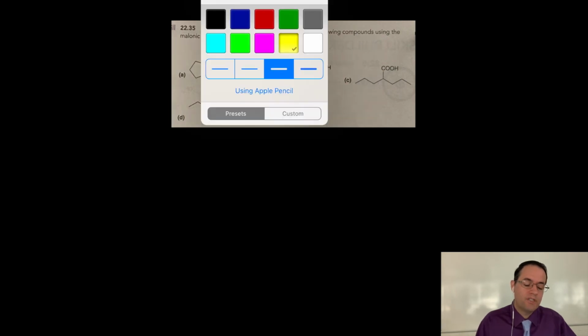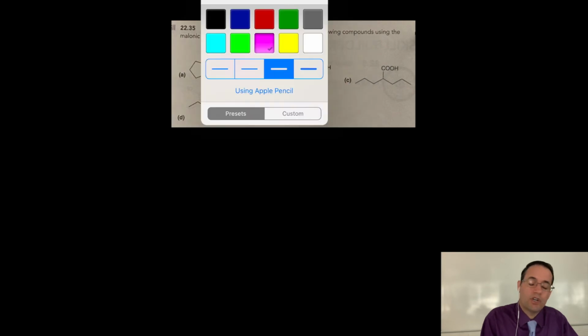So in part A, what you want to do is think backwards through all of these, okay? And so what we have is this carboxylic acid right here, and you want to circle that first alpha carbon, okay?